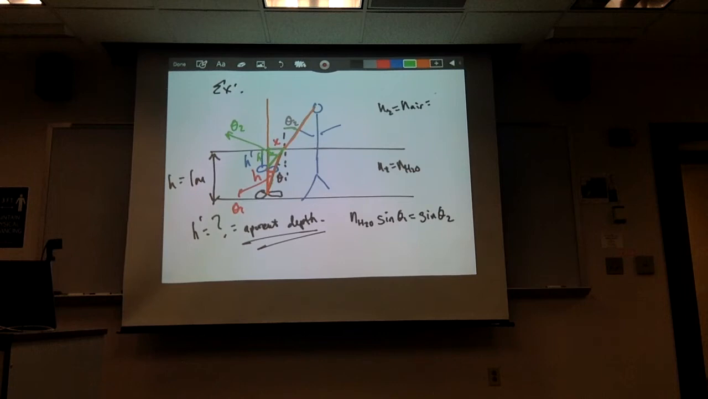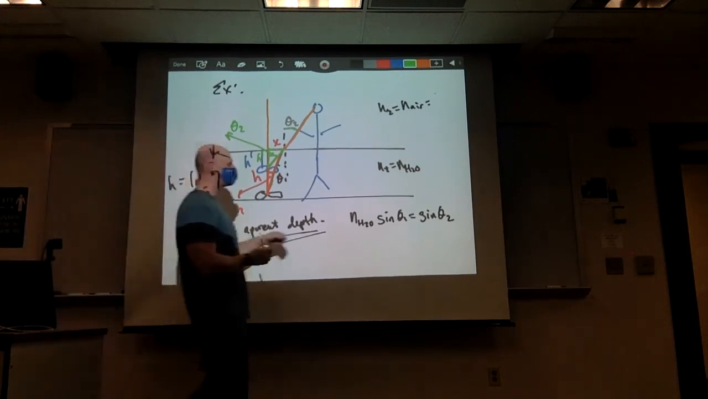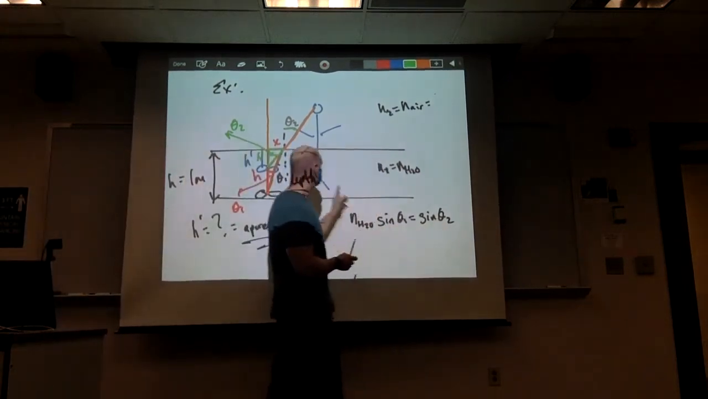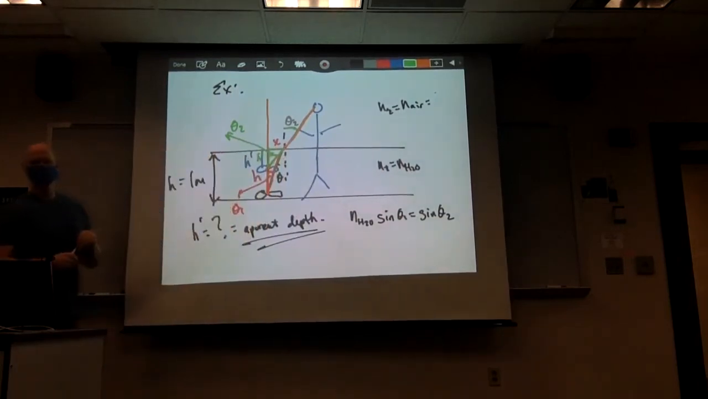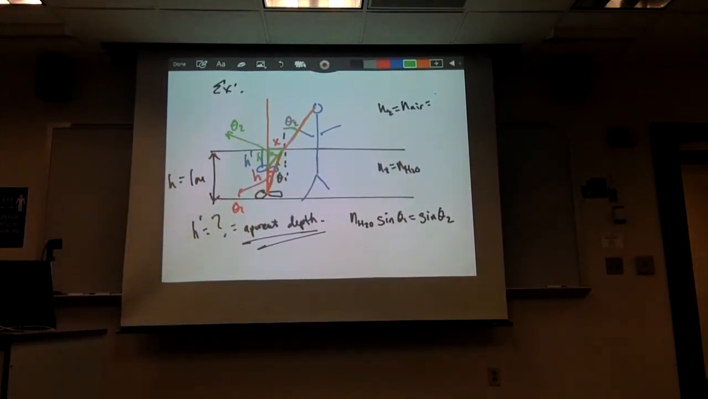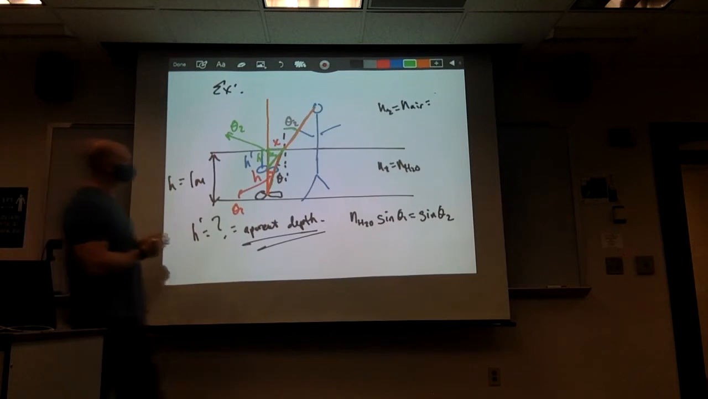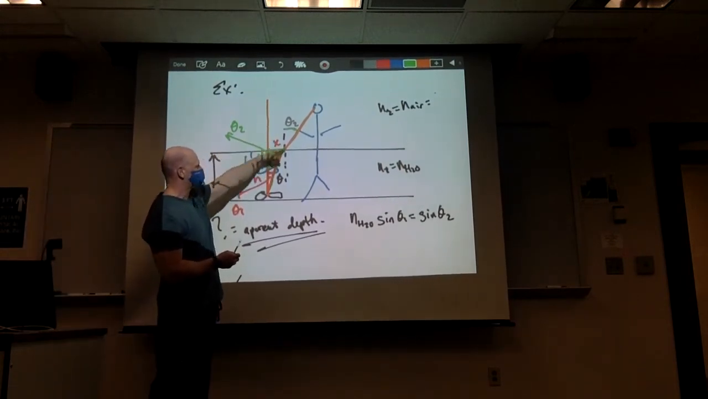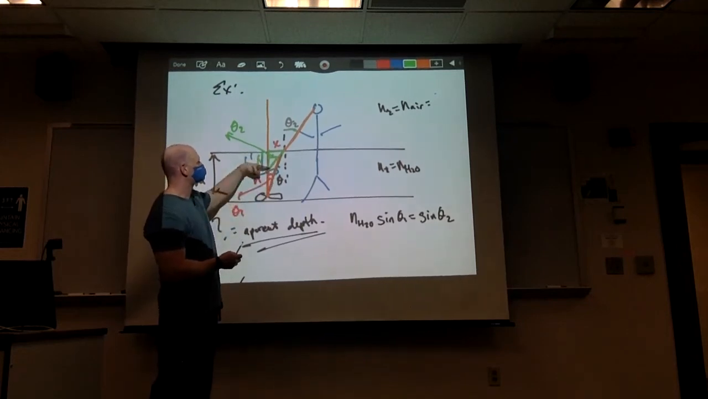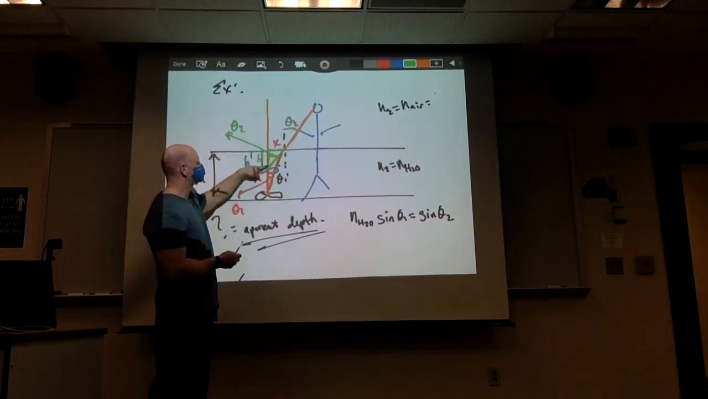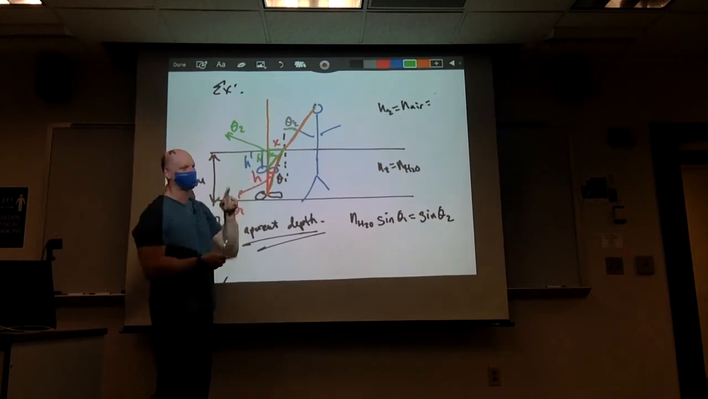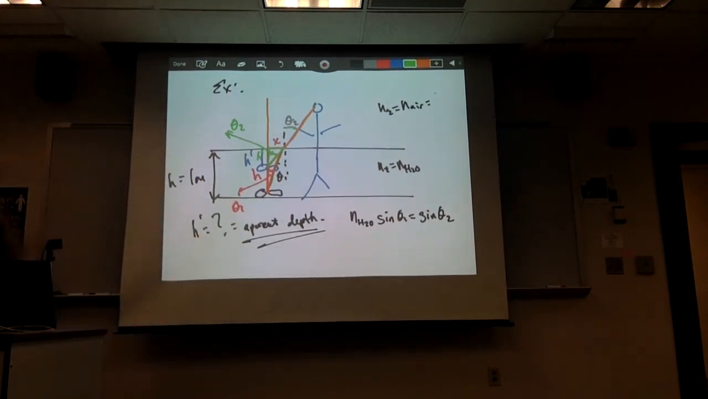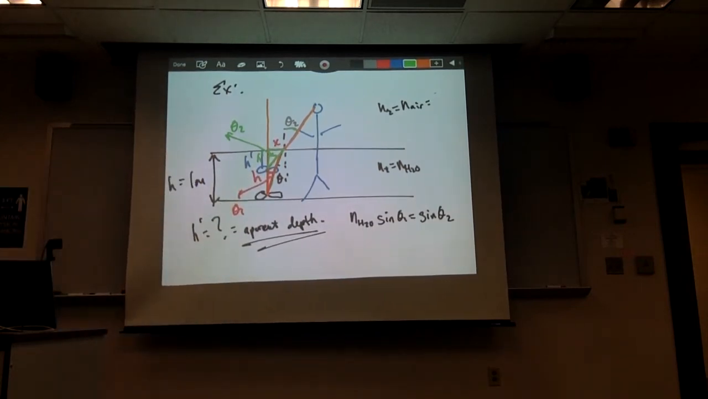Now, in this case, what we want to do is rewrite sine of theta 1 and sine of theta 2 in terms of these triangles. Okay? Now, the way I can do that is to say that sine of theta 1 in this case would be the opposite side divided by the hypotenuse. And for this one, sine of theta 2 is going to be the opposite side divided by its hypotenuse.